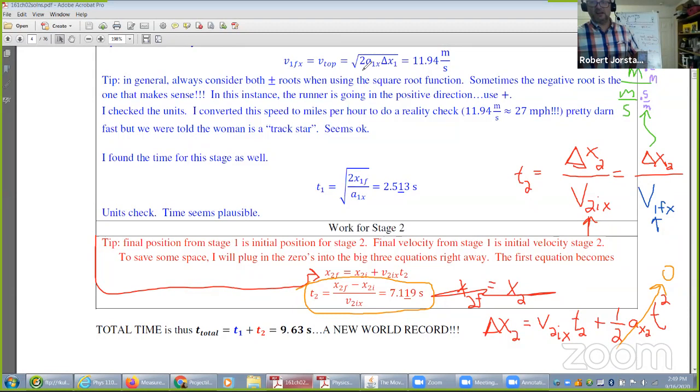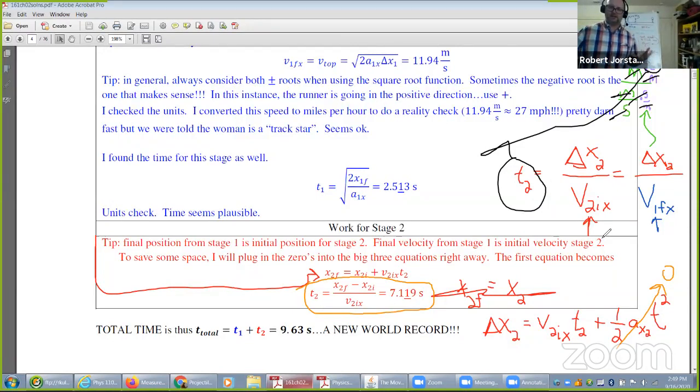And then I look at it and see, aha, the meters drop out, the seconds drop out, this meters drops out, and I get seconds. That's the correct units for an answer of time. This looks like it should work out. And that unit check, again, is not always going to be correct, but it's definitely one way to tell that you're on the right path. Okay. All right.